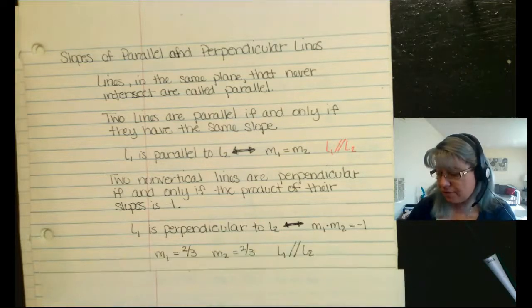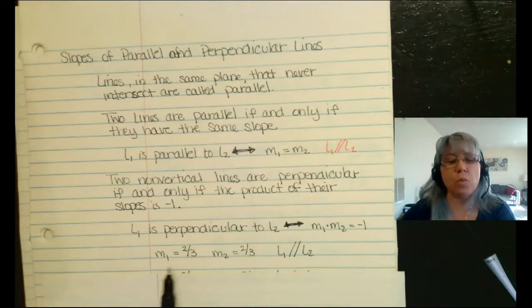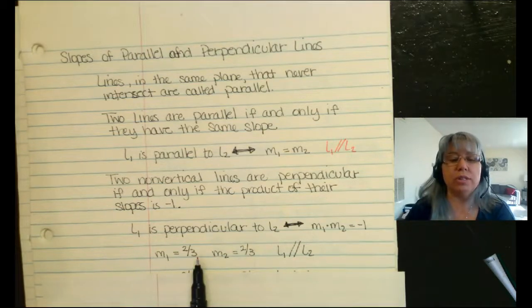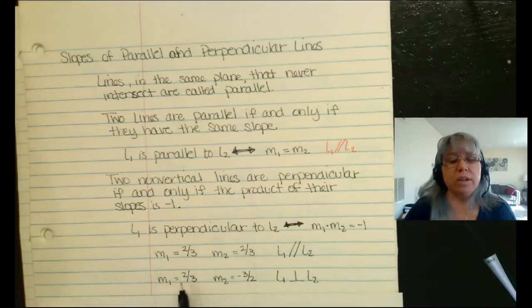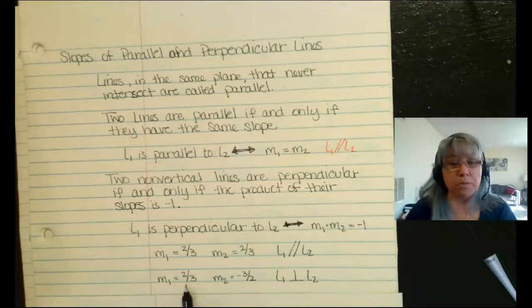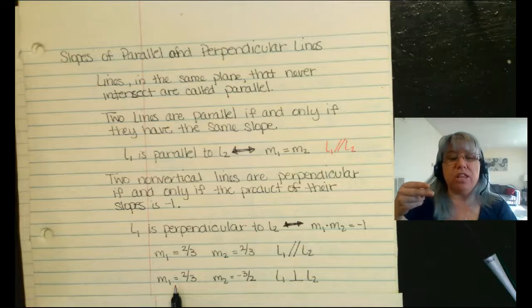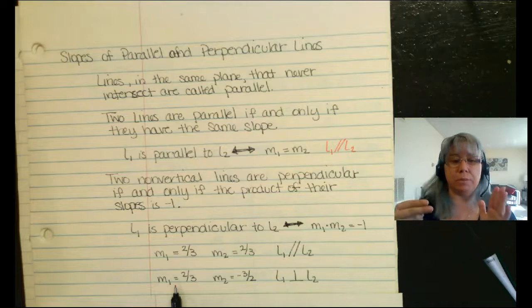Another way of looking at that is, let's say slope 1 is 2/3 and slope 2 is 2/3, then the lines are parallel. They have the same exact slope. If slope 1 is 2/3 and the slope of line 2 is -3/2, then the lines are perpendicular. Take a slope, take its reciprocal, and then the opposite sign of whatever the original number was. That will mean that they're perpendicular.